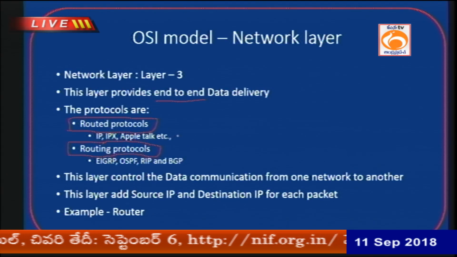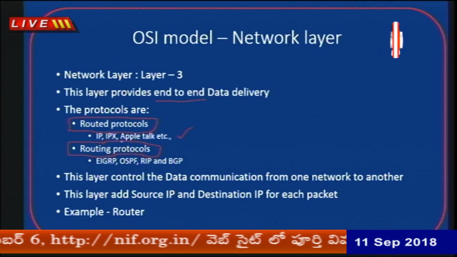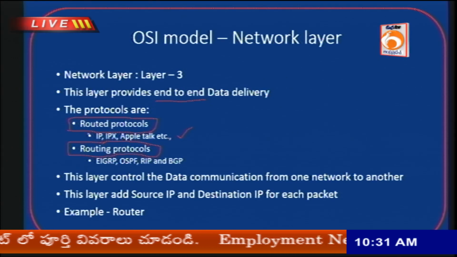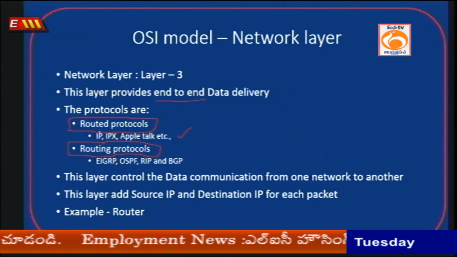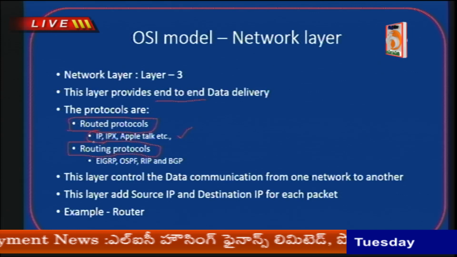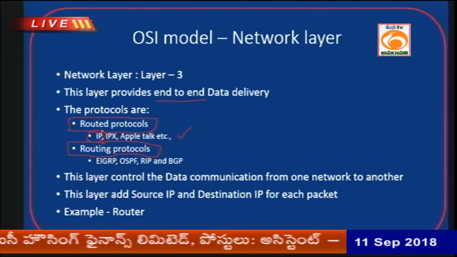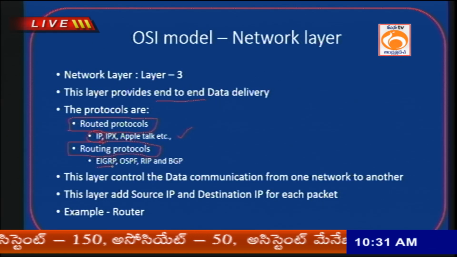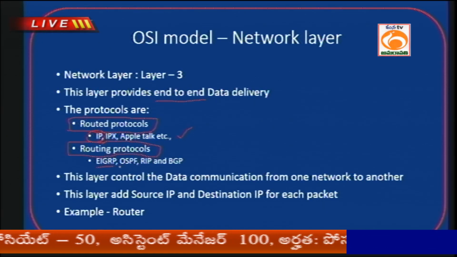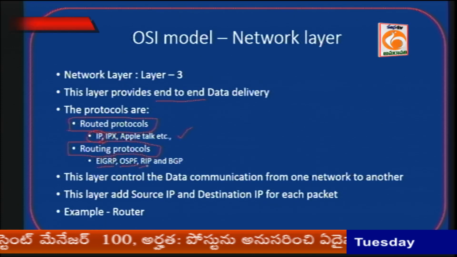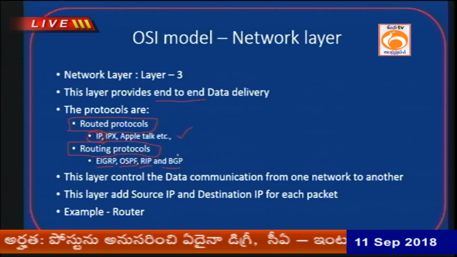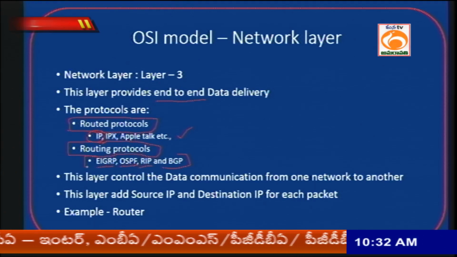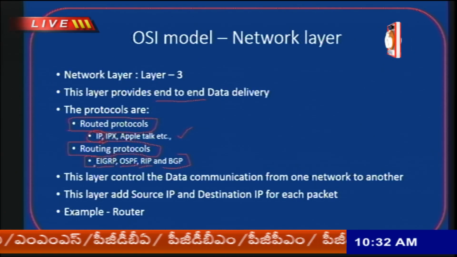You can see the various routed protocols here: IP, AppleTalk. But among all these protocols, IP is the only protocol in use today. All other protocols have become outdated and are no longer used. Under the routing protocols, we have various dynamic routing protocols called EIGRP, OSPF, RIP and BGP. These are the dynamic routing protocols which help users communicate with the corresponding destinations.